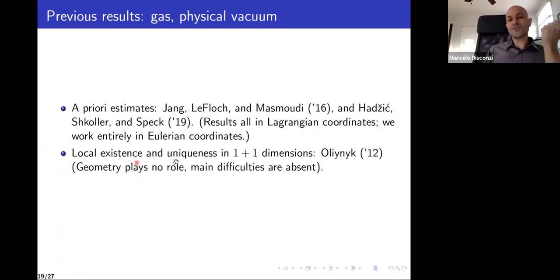And there is one local existence and uniqueness result due to Euler-Unique, but that's in 1+1 dimension. Now, in 1+1 dimension, the boundary is just points, so the geometry does not play any role, so the main difficulties are absent in that case. Okay, so as you can see, there was no local existence and uniqueness result for these equations prior to our work. So that's our contribution to this list.